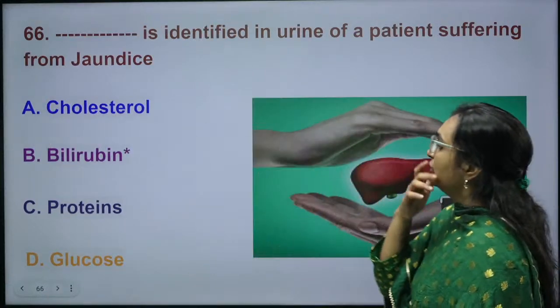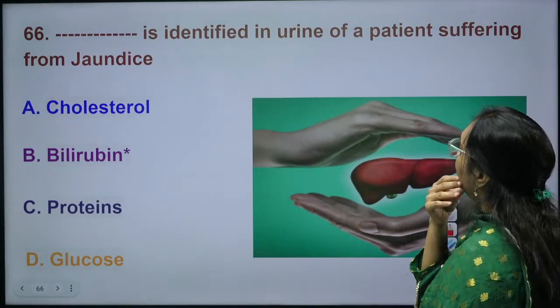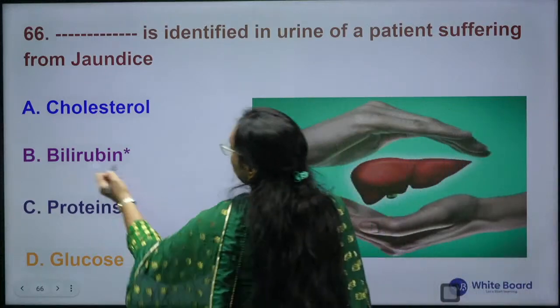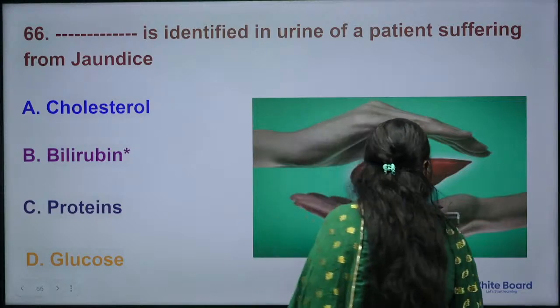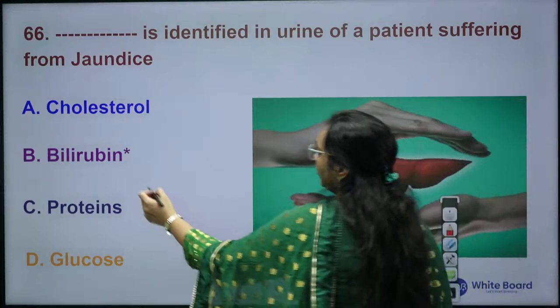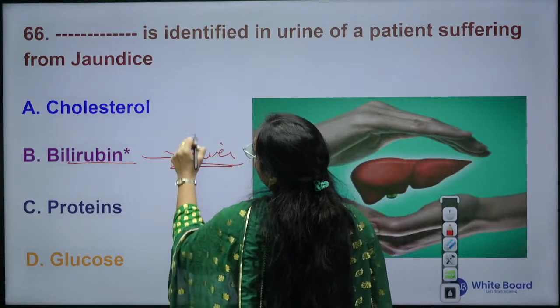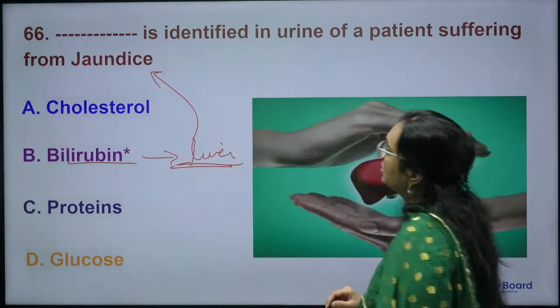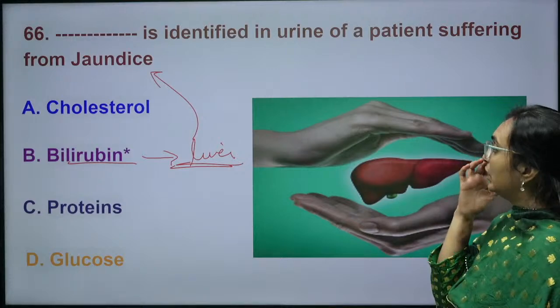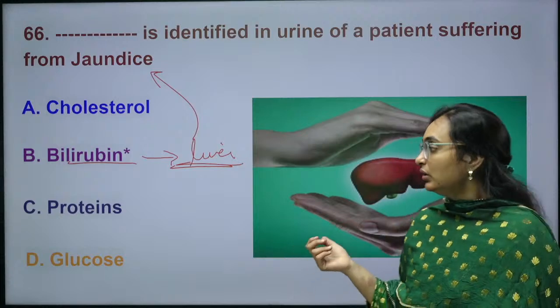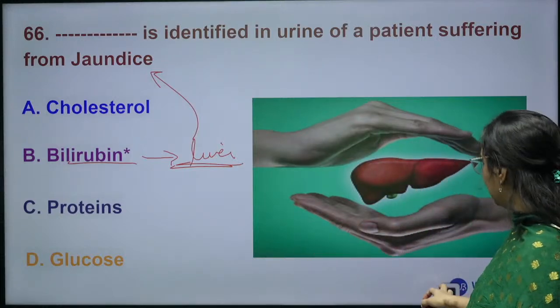Next one, dash is identified in the urine of a patient suffering from jaundice. Okay, jaundice, bilirubin will give you the liver condition. For jaundice, you will identify the bilirubin content in the patient's urine. Okay, so answer is B.